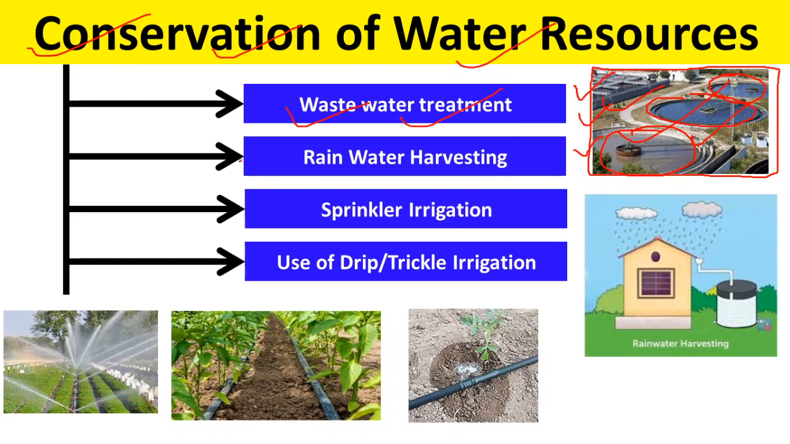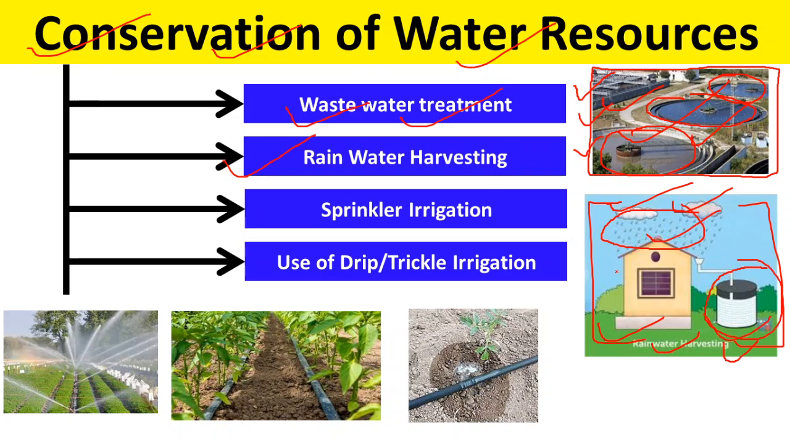Second is rainwater harvesting. During the rain we can harvest rainwater through this kind of structures. And we can store that in some tanks, and it also helps in the recharge of groundwater. We can use sprinkler irrigation. What this sprinkler irrigation does is that with a lesser amount of water it irrigates almost all the agricultural field. And even more efficient irrigation is the use of drip irrigation or trickle irrigation.